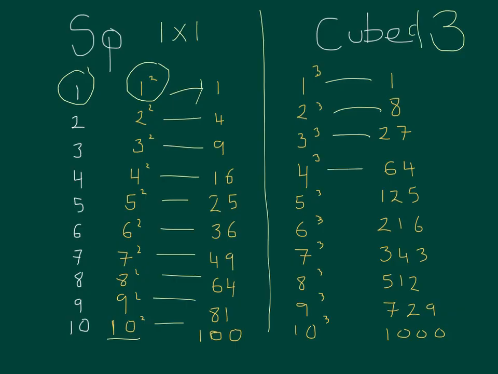4 cubed is 64. 5 cubed is 125. 6 cubed is 216. 7 cubed is 343. 8 cubed is 512. 9 cubed is 729, and 10 cubed is 1000. You have to memorize this.